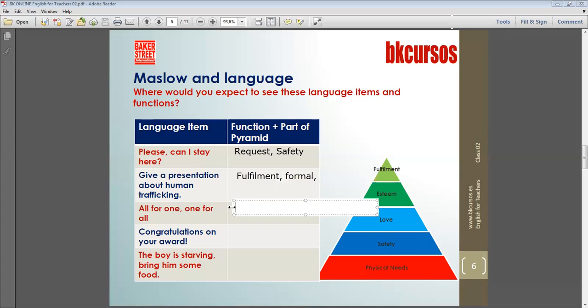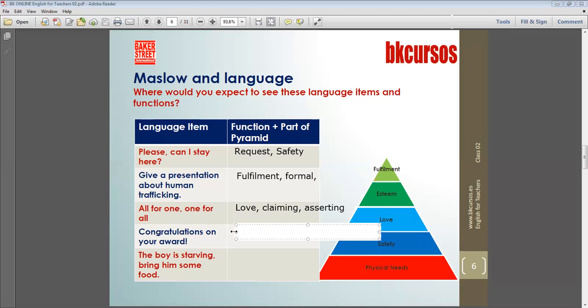All for one. Love. Okay, good. And what are we saying there? What are we doing there with this expression? Like we are all together in this. Friendship. We are a team. Solidarity. So what we're doing is claiming or asserting or exclaiming our belonging. So that's the function of the language.